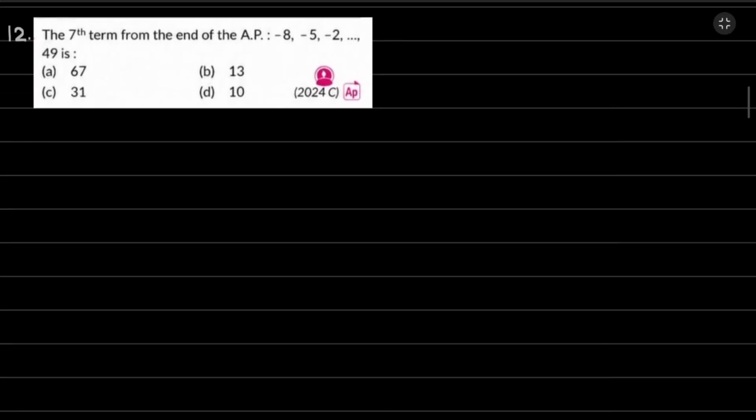Yes, the seventh term from the end of an AP. You are given an AP which is defined as minus 8, minus 5, minus 2 and so on up to 49. You are asked to find the seventh term from the end. So what you can do is reverse your AP. Let us reverse our AP.